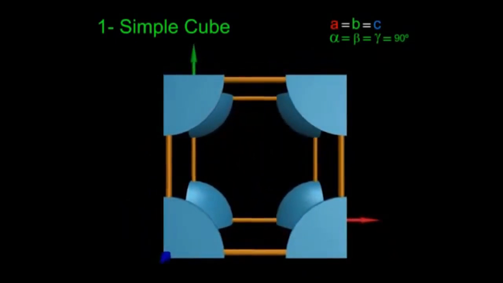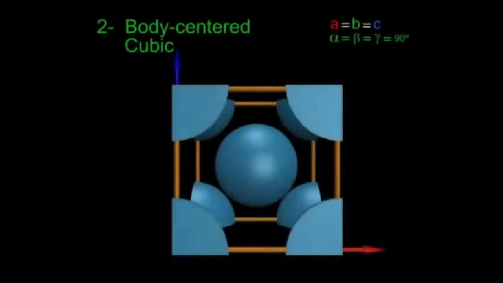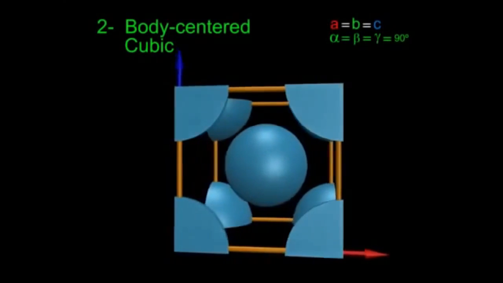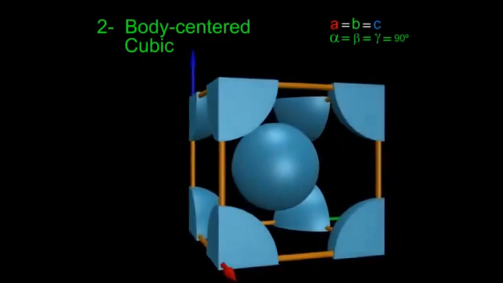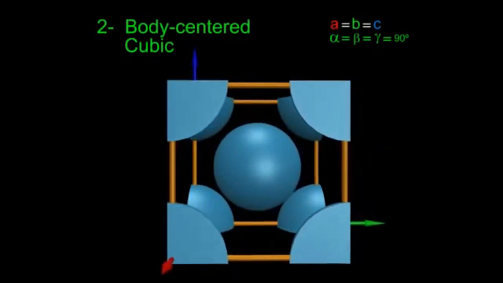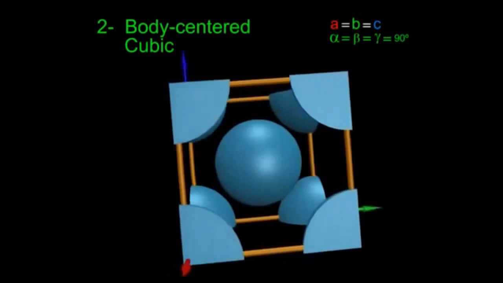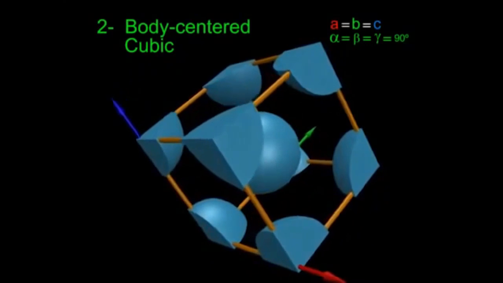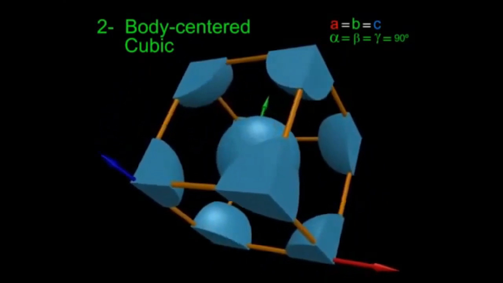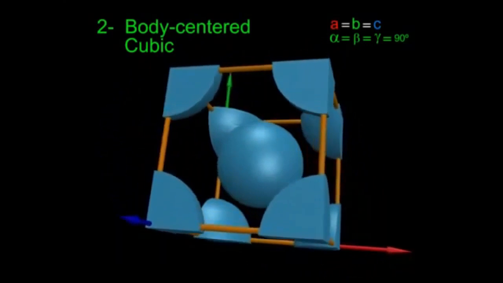Only at corners particles are present. This is also derived from simple cubic cell, but in addition to corner atoms, one body centered atom is present. Here also all sides are equal, so A is equal to B is equal to C, and all angles are equal, alpha is equal to beta is equal to gamma, equal to 90 degrees.